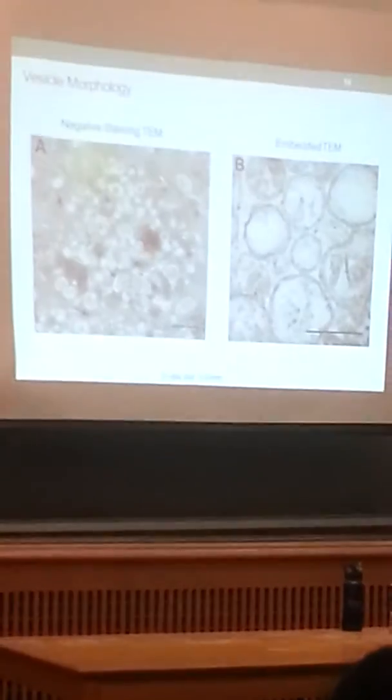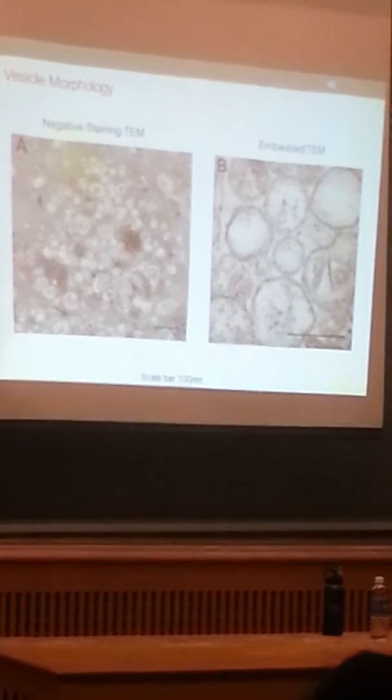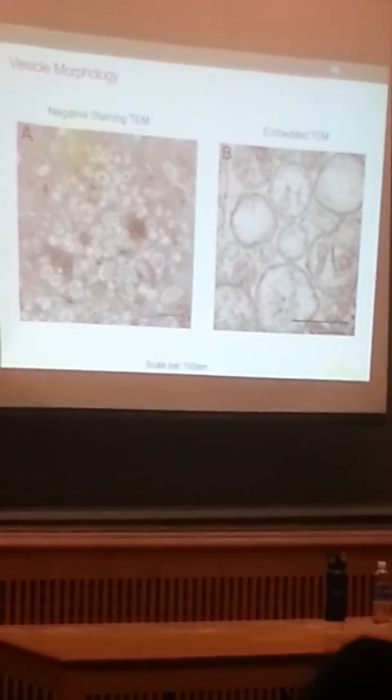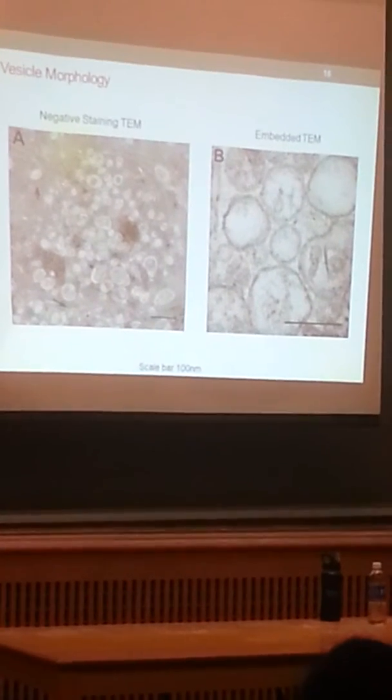This is electron microscopy on the lab strain. All of these are of the lab strain because, again, I found a lot of vesicles for the lab strain, and so it's easier to work with. So most of this data will come from that strain unless otherwise noted.